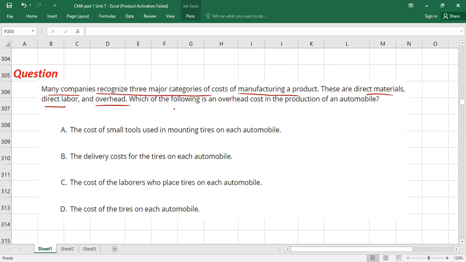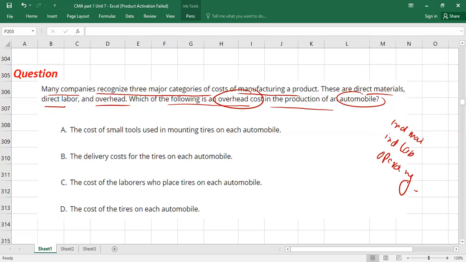What's the question now? Which of the following is an overhead cost in the production of an automobile? So you have to answer what is the overhead cost. This is the question. Okay, ready? And in overhead, I told you there are three categories: indirect material, indirect labor, and factory operating cost. Right or wrong? So you have to see here which is the overhead cost now.